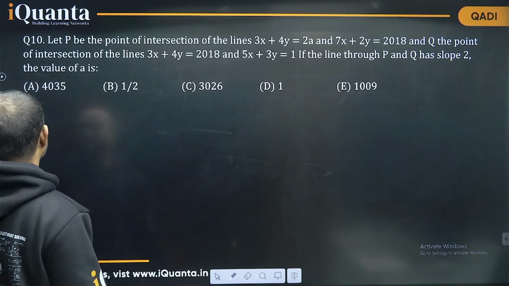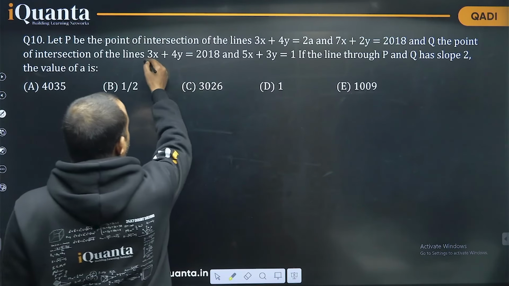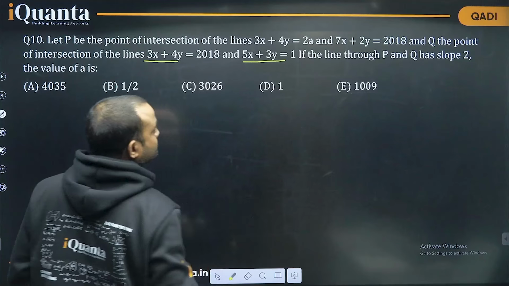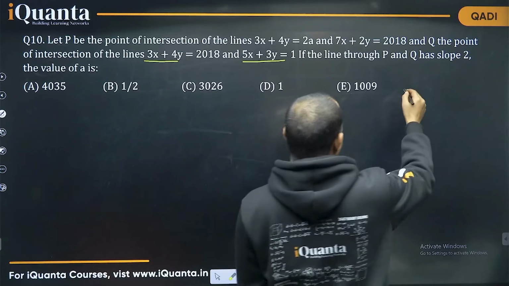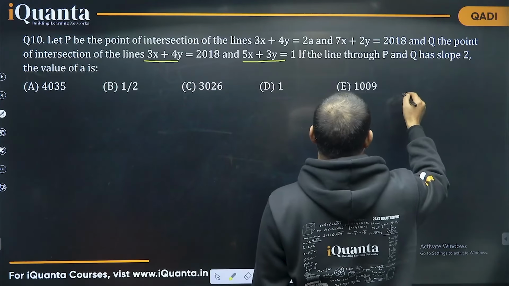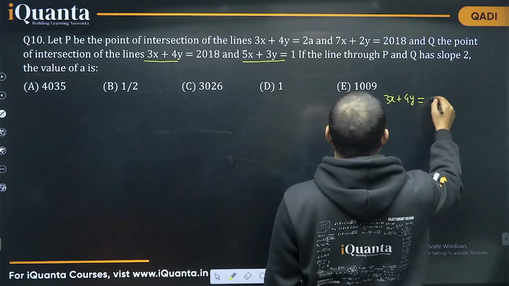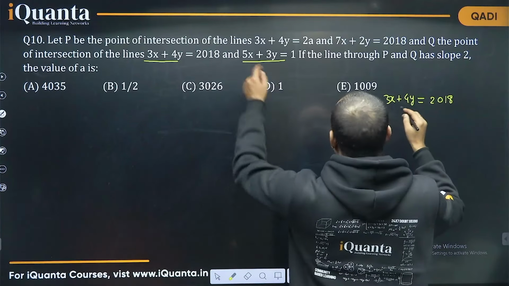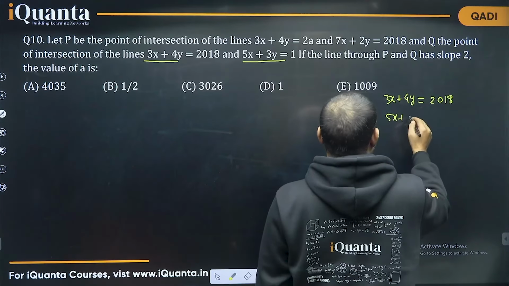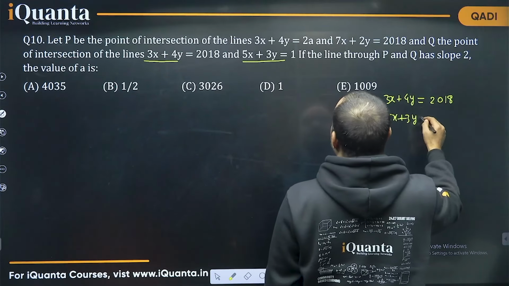So first of all, what we should do, we should find the intersection of these two, correct? So 3x plus 4y is equal to 2018. Then this one, 5x plus 3y is equal to 1.